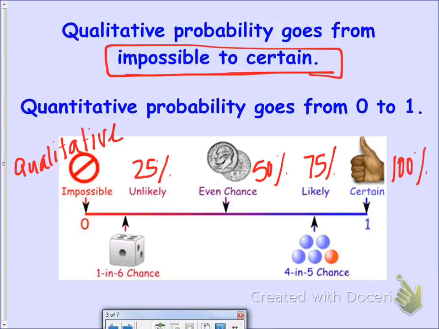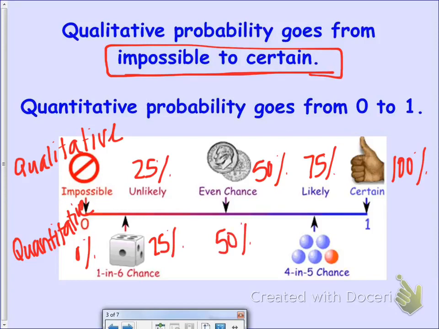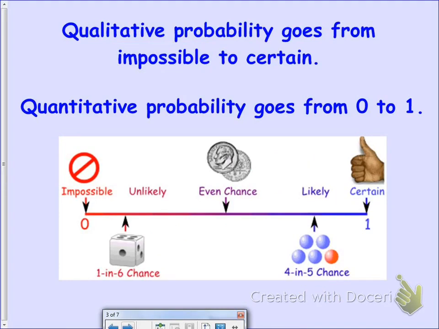Whereas your quantitative goes from 0 to 1. So this is where our quantitative comes into play. So 0 again means 0%. A 1 in 4 chance is that 25%. Again, 50% is the even chance. This is in that middle range. They say 80%, but it's okay. And then another 100%. So the big thing here is the words right here, and I kind of gave you the general percentages, and then again, 0 to 1. So do notice your probability will never be over 1. It's always either going to be 0 to 1 or 0 to 100%.